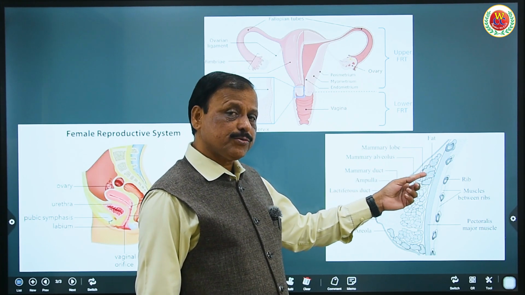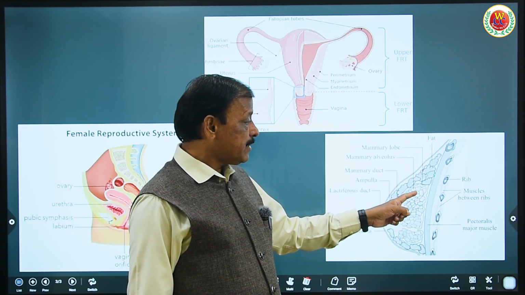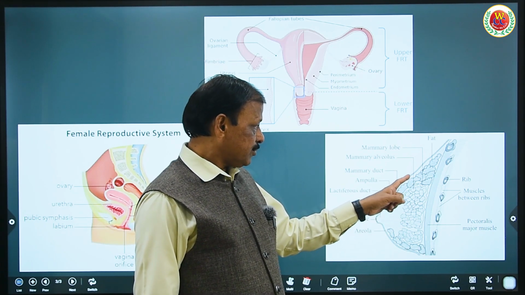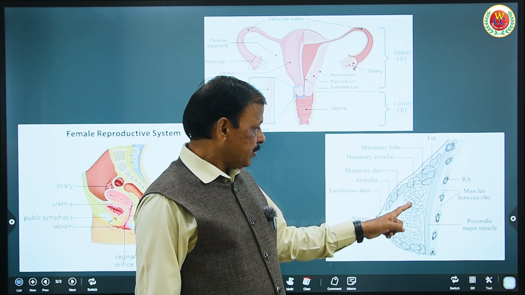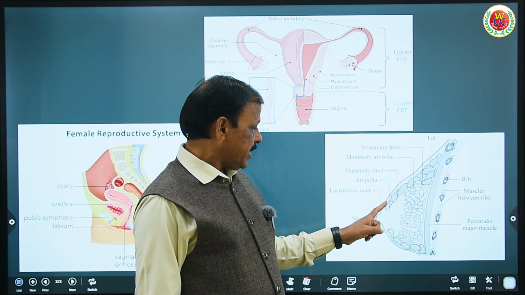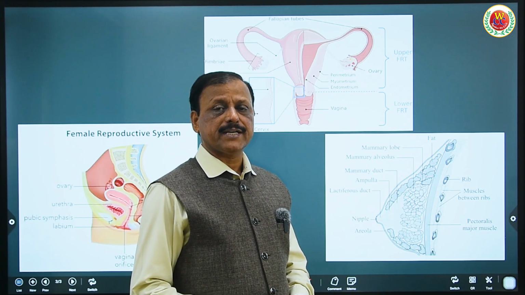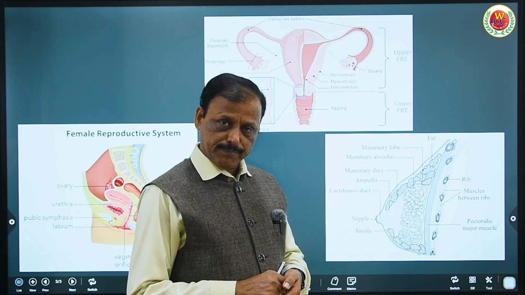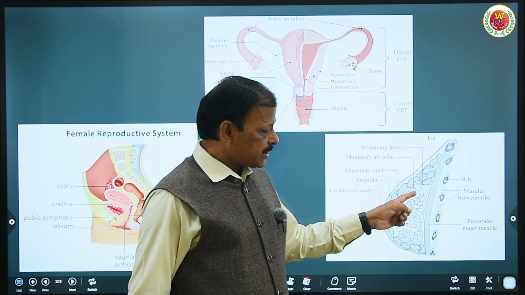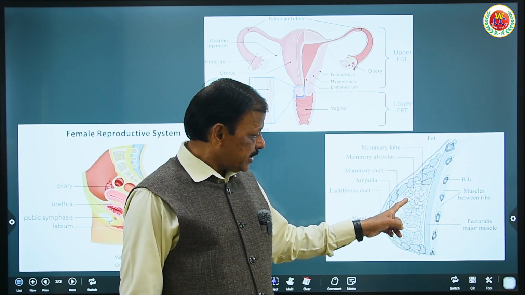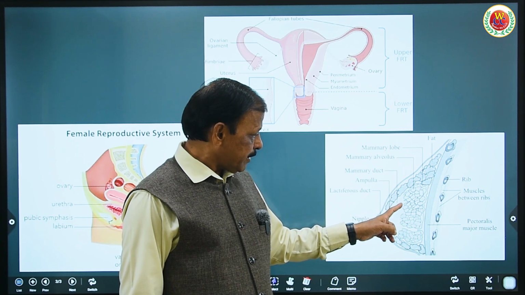Here what you have to remember is the pathway of milk production and transfer: mammary lobe, mammary alveoli, mammary duct, ampulla, lactiferous duct, and nipple. You have to remember this structure as the pathway of milk. So I hope you got it. Who produces the milk? Alveolar cells. Where does the milk remain stored? In the alveolar lobes as well as the mammary ducts.